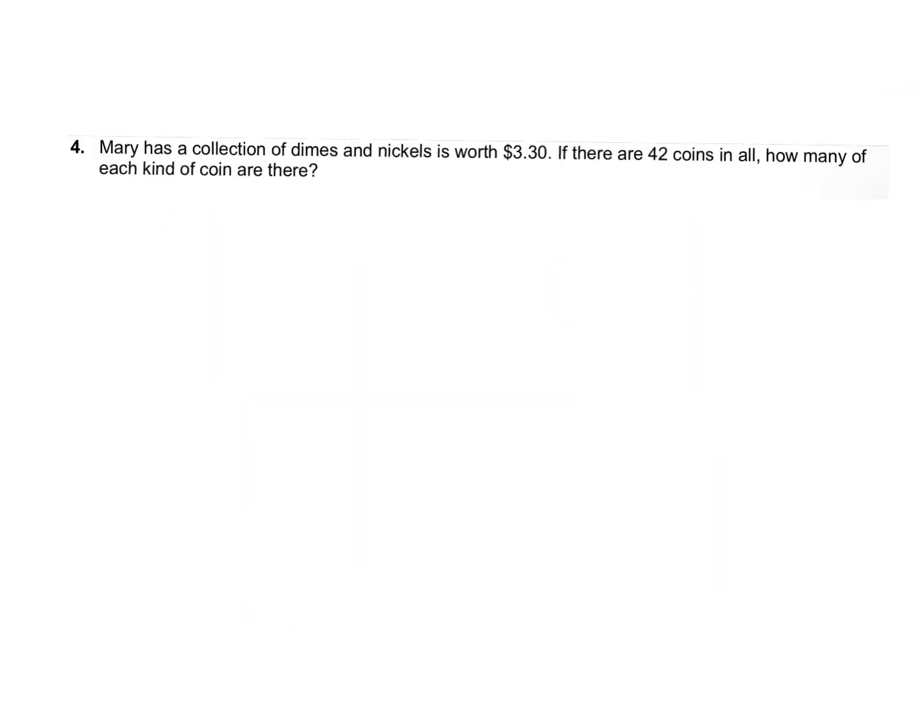All right, number 4, Mary has a collection of dimes and nickels worth $3.30. If there are 42 coins in all, how many of each kind of coin are there? So again, we're going to assign our variables. I'm going to say that x is going to be equal to dimes, and the y will be equal to nickels.